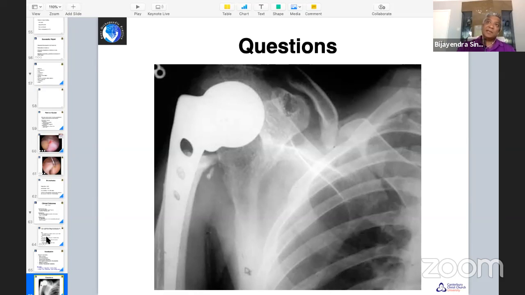And of course, if the patient has got pseudoparalysis, then the only realistic option, apart from physio and pain relief, is a reverse shoulder arthroplasty.